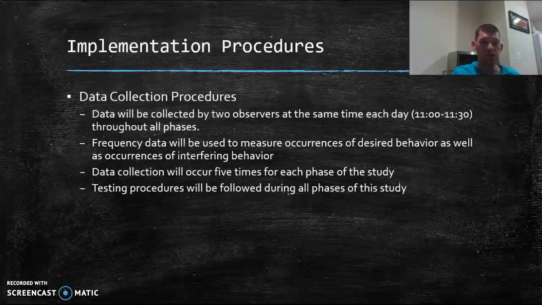Data collection procedures. Data will be collected by 2 observers at the same time each day, 11 o'clock to 11:30 throughout all phases. Frequency data will be used to measure occurrences of desired behavior as well as occurrences of interfering behavior. Data collection will occur 5 times for each phase of the study. Testing procedures will be followed during all phases of this study.